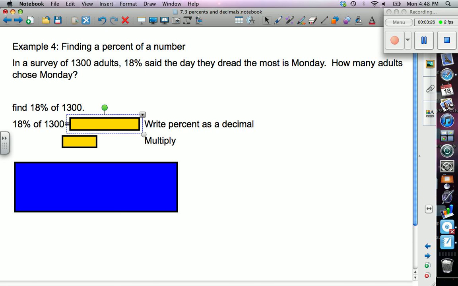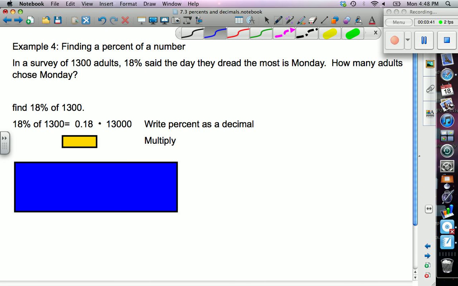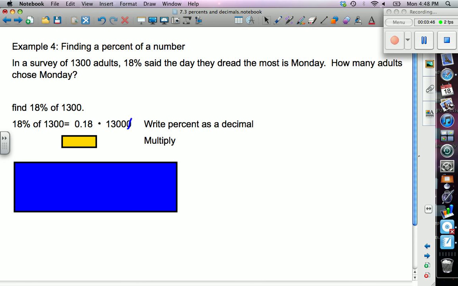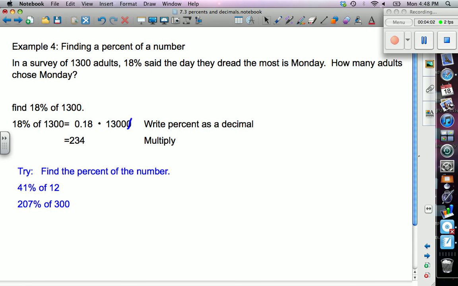So the first thing we need to do is write that percent as a decimal. You can't leave it as a percent because that's per 100. So 0.18 times, oops, I made a little typo here, so just ignore, I actually added an extra 0, times 1,300 is going to equal 234. So we can conclude that 234 adults picked Monday as the day they dread the most. So I want you to try 2 problems.